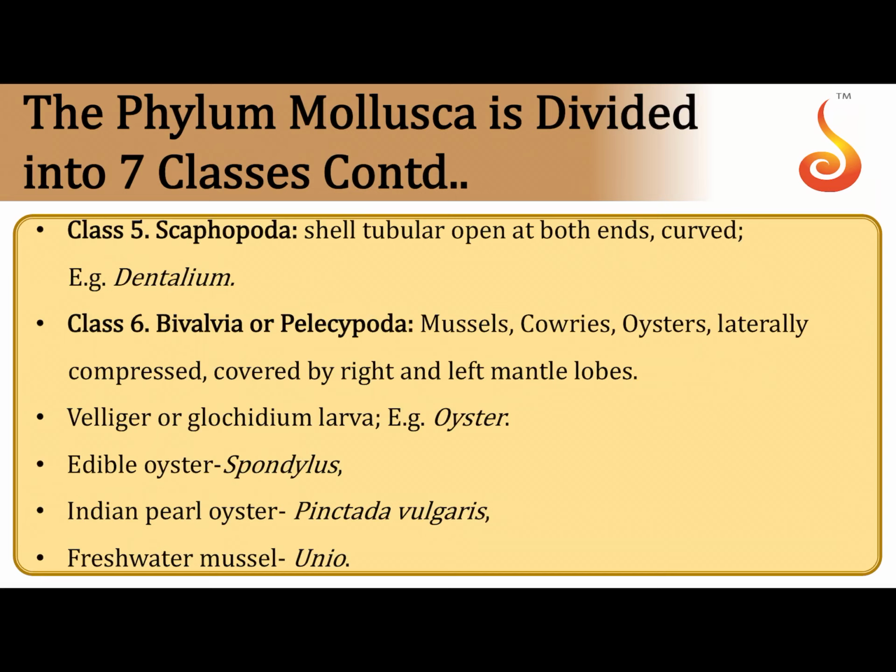Okay. Scaphopoda, they look like the elephant tusk, and therefore they are called the tusk shell or the elephant tusk shell. They basically have a shell which is tubular and curved and open at both the ends.